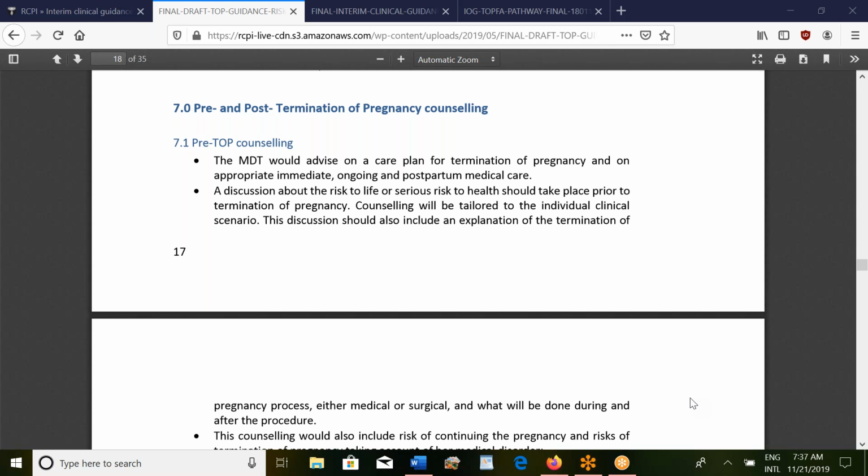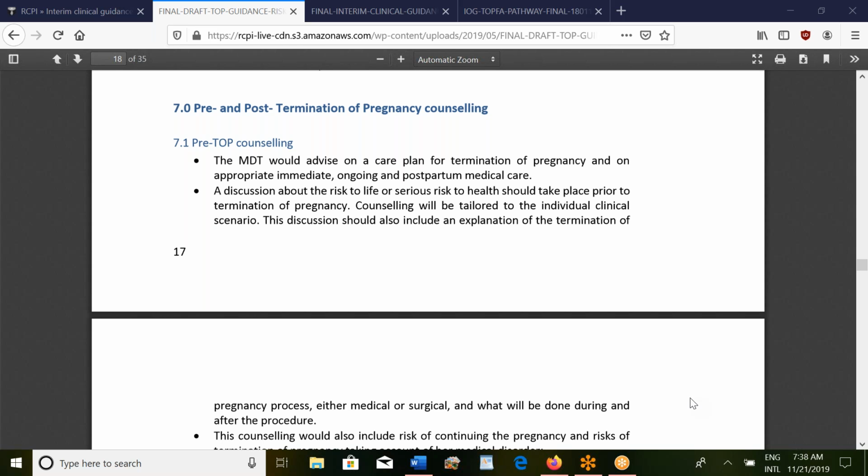Then it is very important, if the patient has said that she doesn't want to have this baby because there are certain problems, that you offer pre-termination of pregnancy counseling. As you know, the multidisciplinary team has to take some action, and they will advise on the care plan and tell you when you should do it, immediately or later. And counseling will continue.